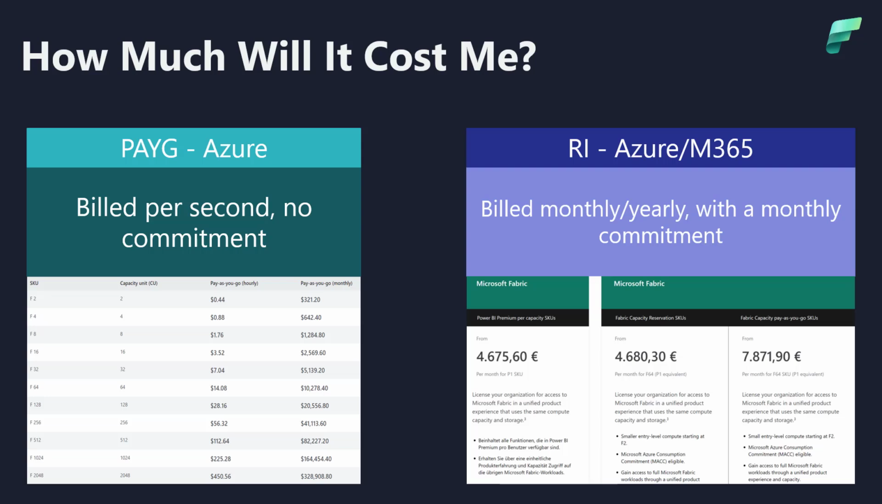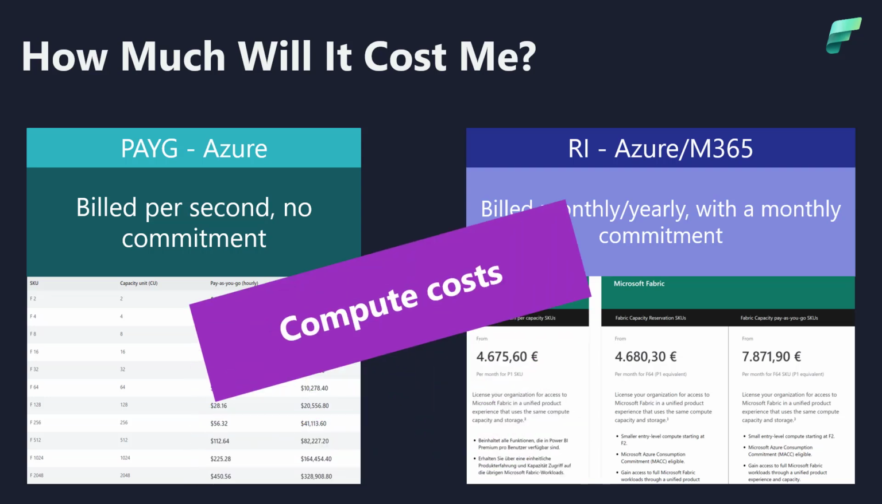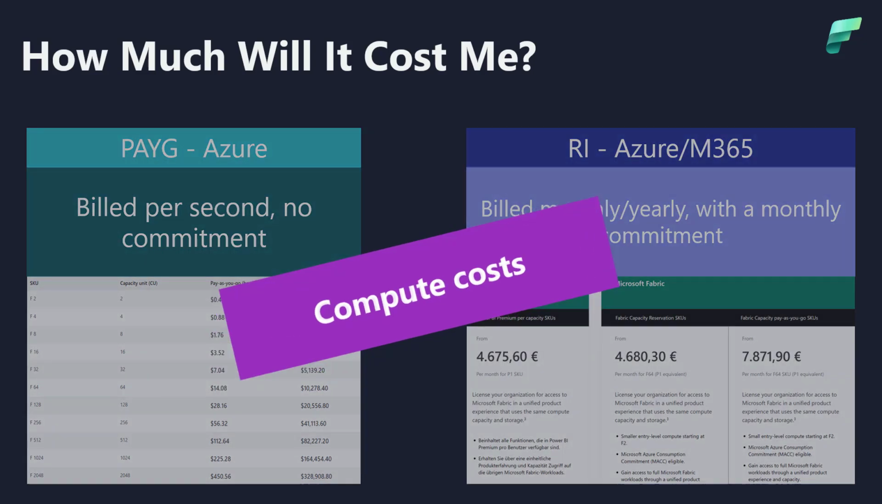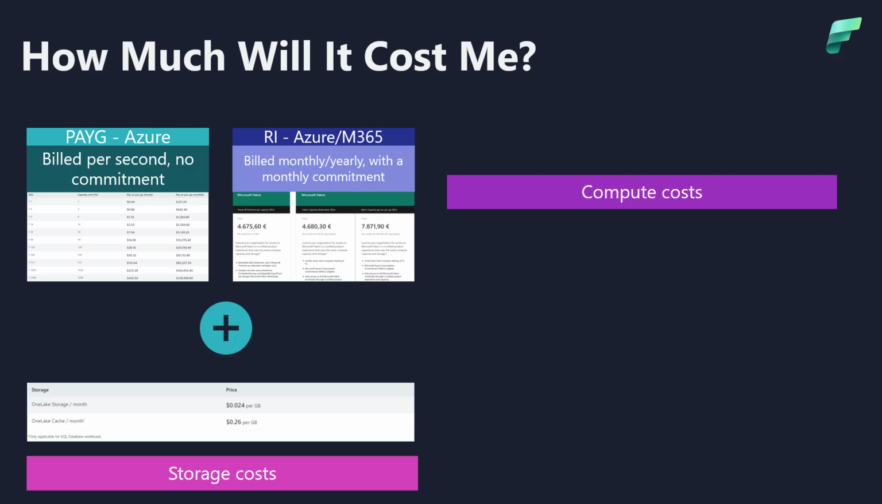It's not over yet. Don't forget that storage and compute layers are completely separated in Fabric. So this pricing was for compute, but you also need to calculate storage costs, which currently sit at $0.024 per gigabyte, or approximately $24 per terabyte of data.